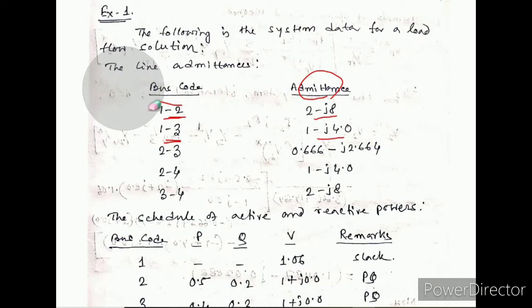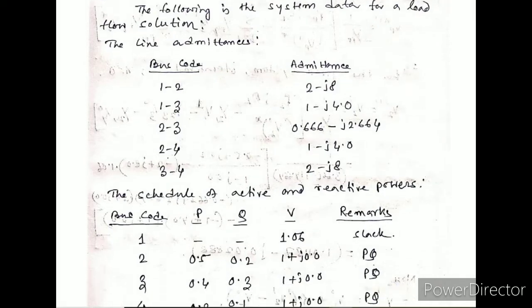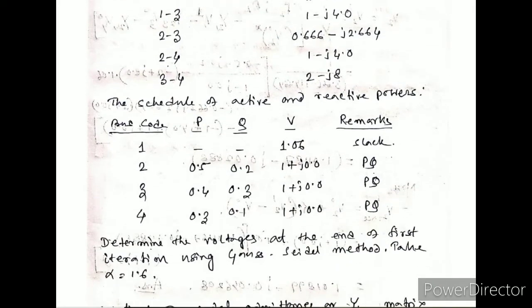Similarly, the schedule of active and reactive power has been given here. As per the schedule given, there are 4 buses: bus 1, bus 2, bus 3 and bus 4, where P and Q are given here, V, that means voltage magnitude, is already given here, and remarks, that means the bus classifications, are given here.